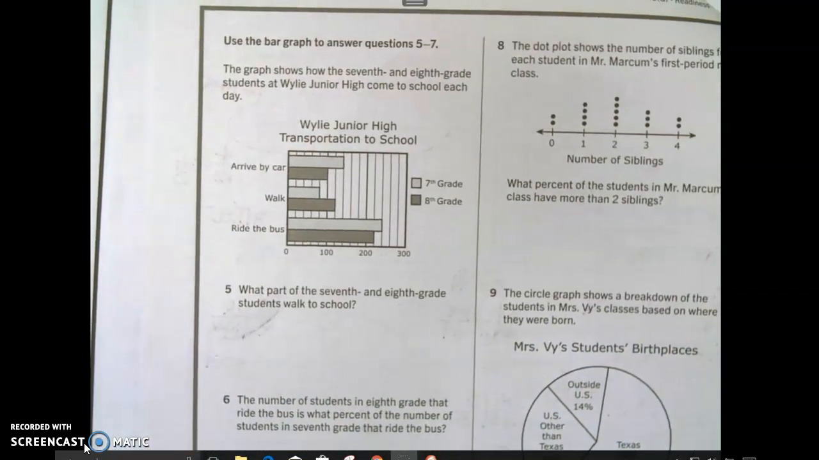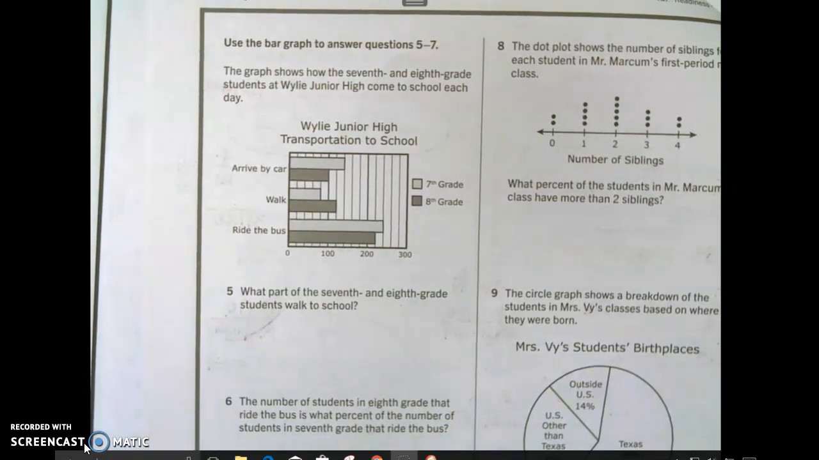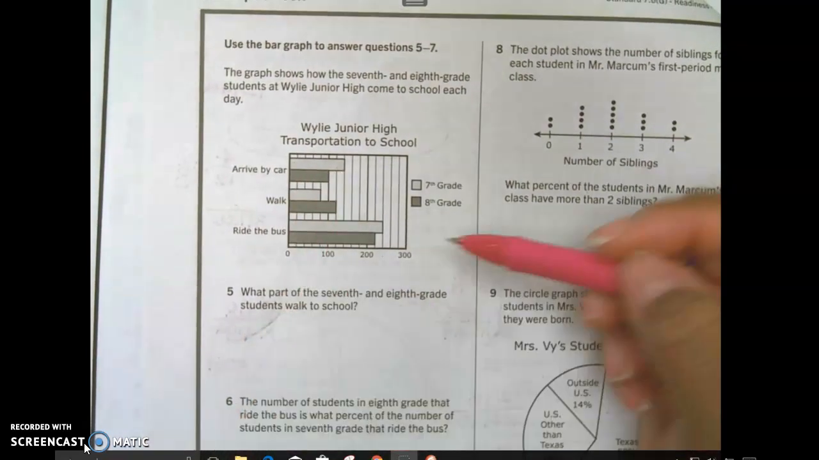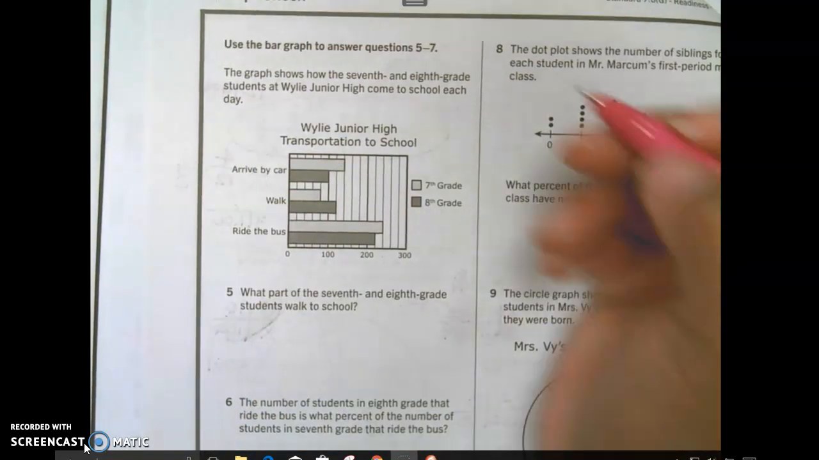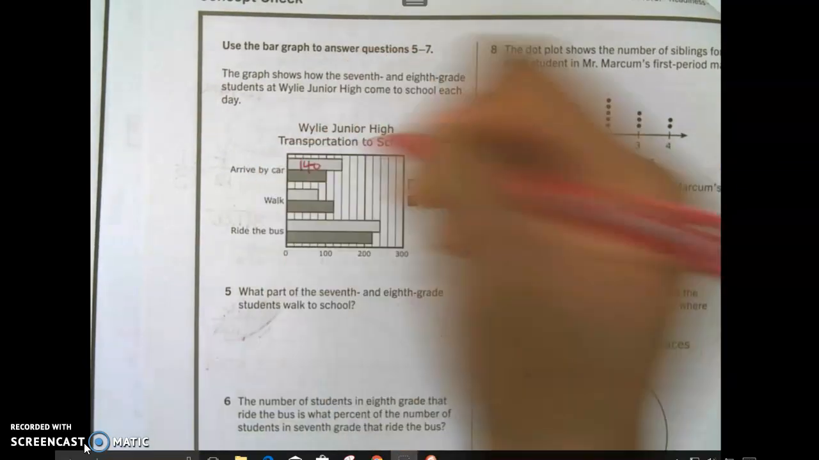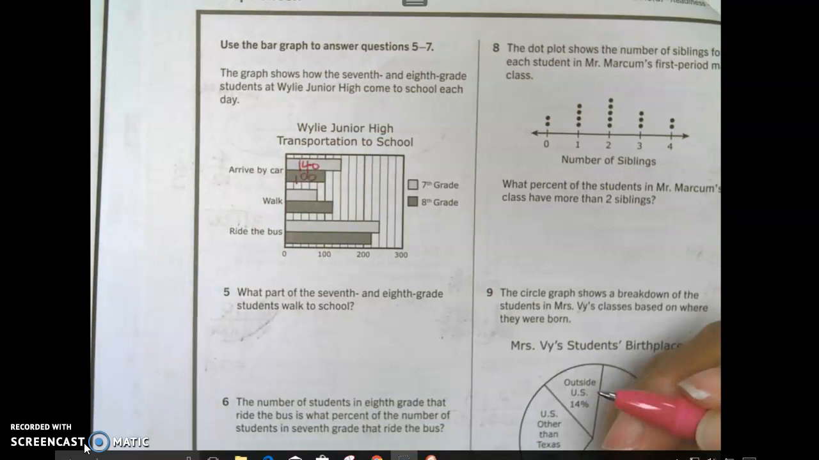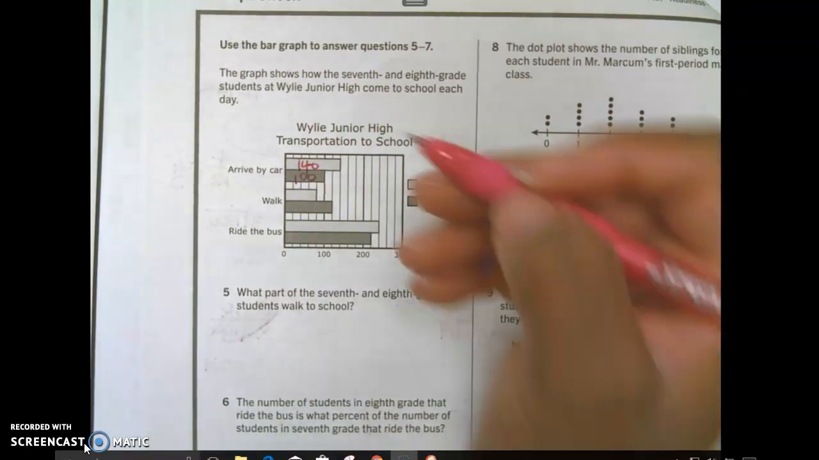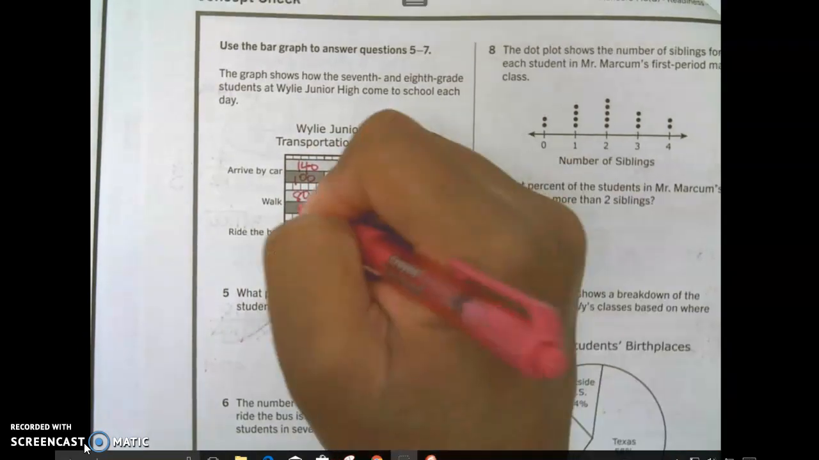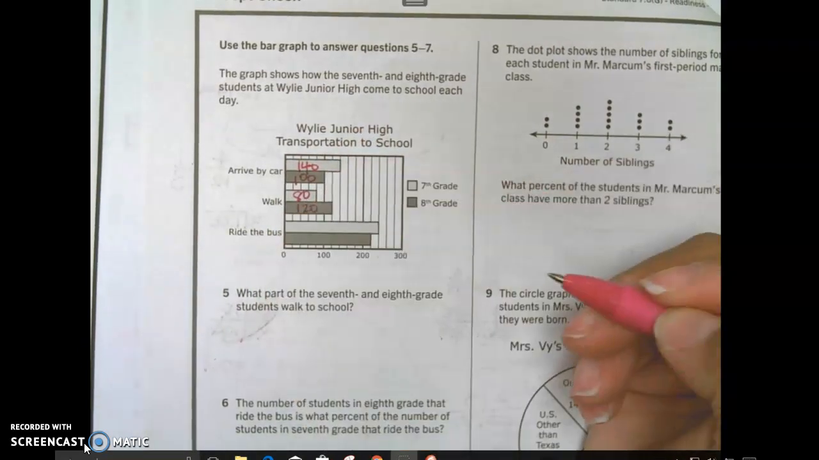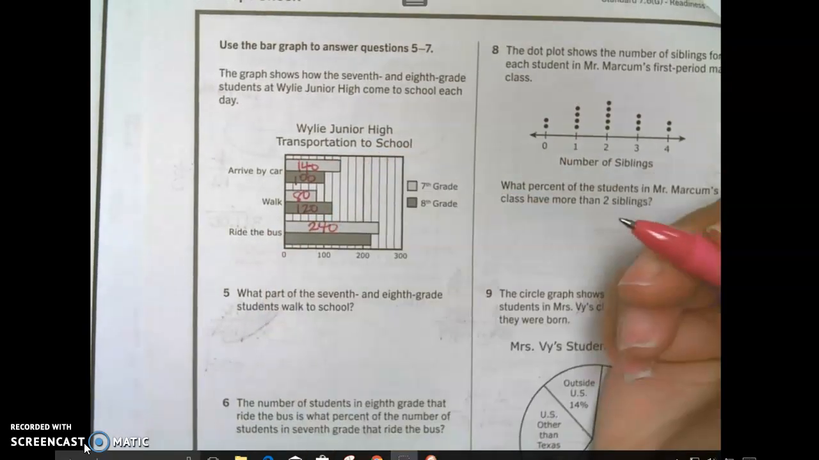The graph shows how the 7th and 8th grade students at Wiley Junior High come to school each day. How many 7th graders arrive by car? 140. How many 8th graders arrive by car? 100. How many 7th graders walk? 80. How many 8th graders walk? 120. How many 7th graders ride the bus? 240. And how many 8th graders ride the bus?